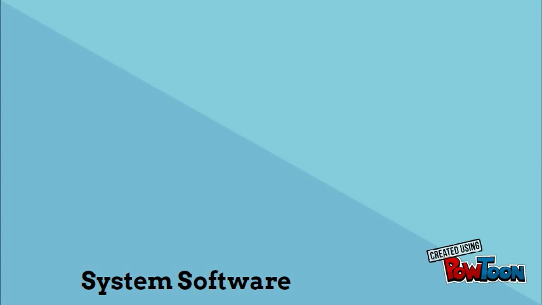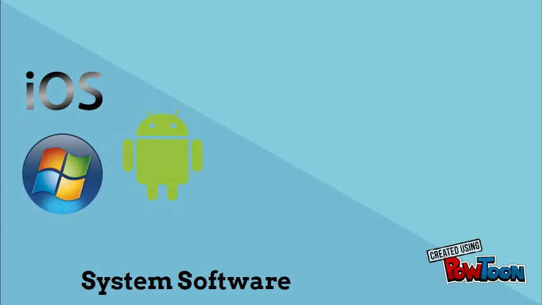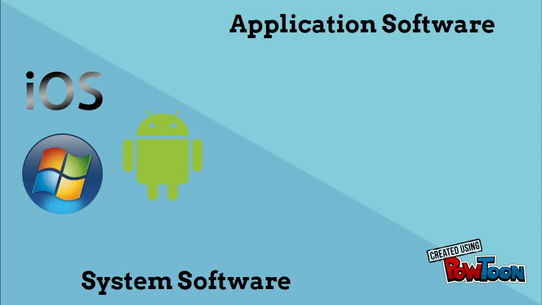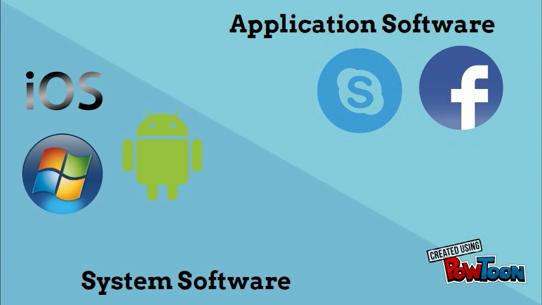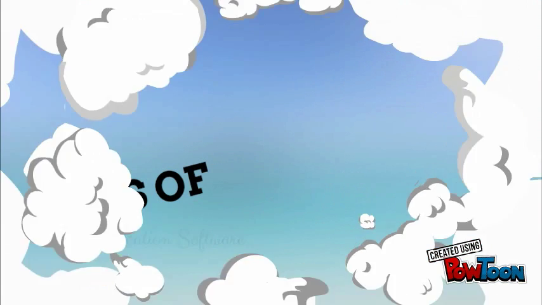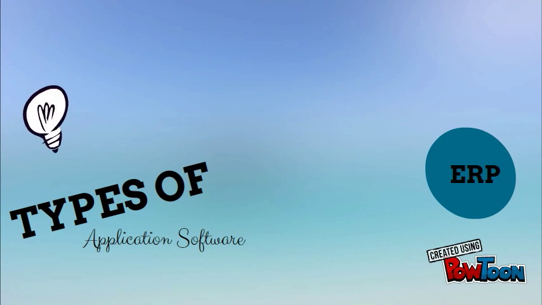System software. Software used to manage the hardware. It's a multitasking environment. It opens many tasks at once, such as Word and Skype. Application software. Application software is a layer for the user. It provides services for the user himself. And now for the types of application software.